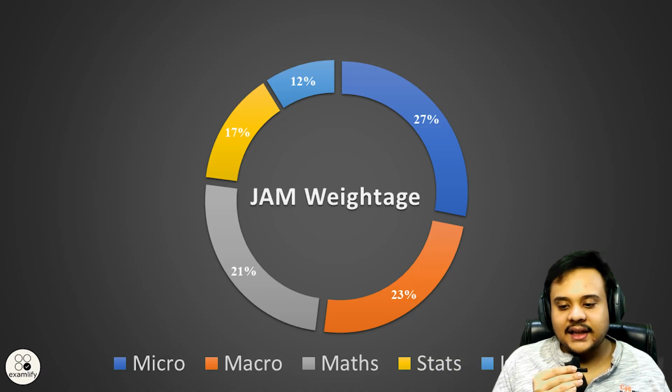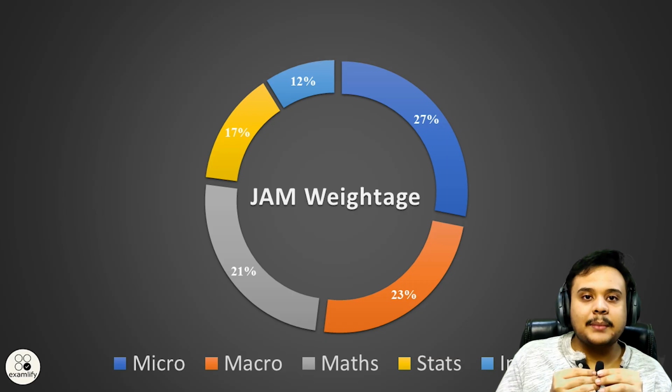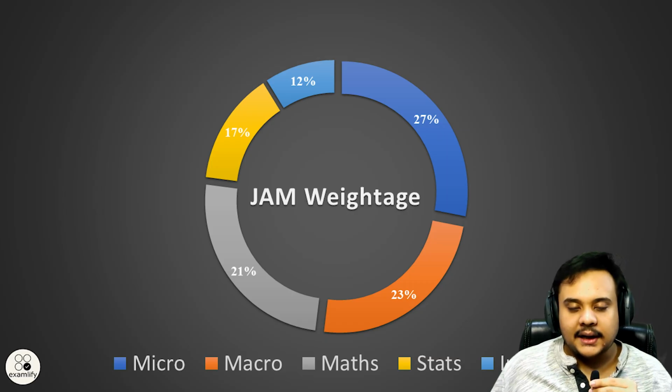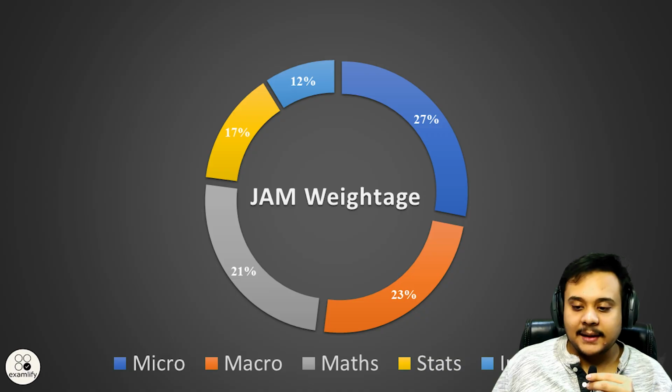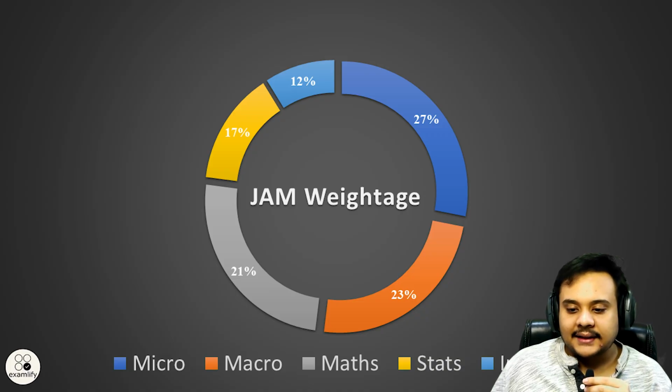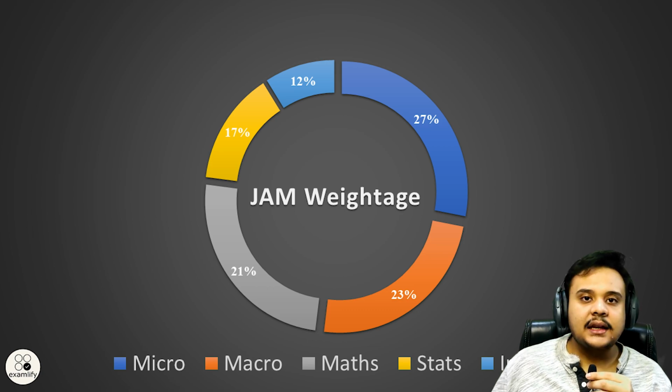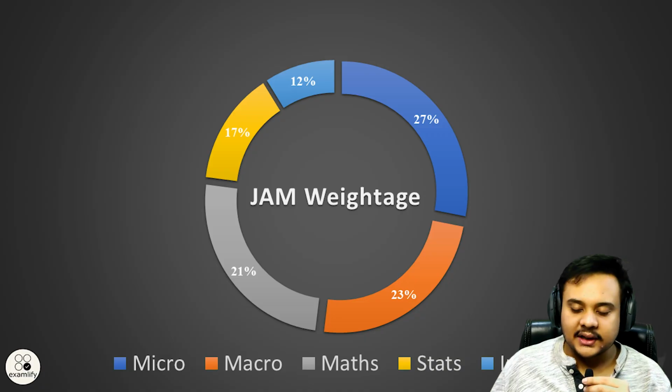After that, we have macro. In some papers maths was also on top, but the general case is that macro has 23% almost, based on the past papers. Then maths has 21%. Then we have statistics at 17% and Indian eco at the lowest at about 10 to 12%. 12% is the case in general.